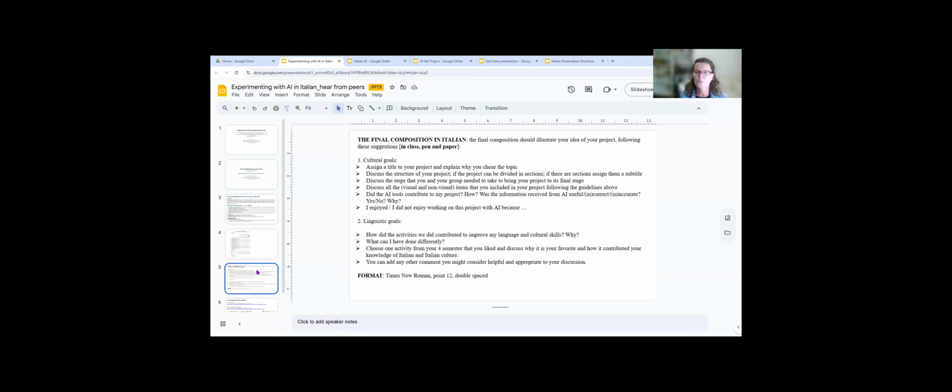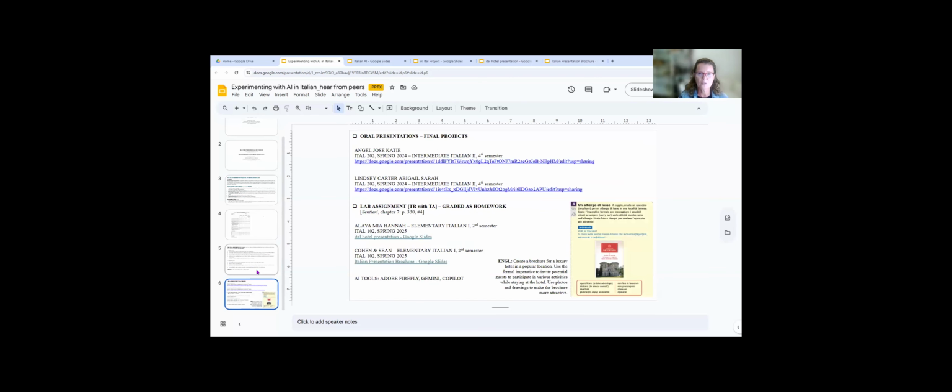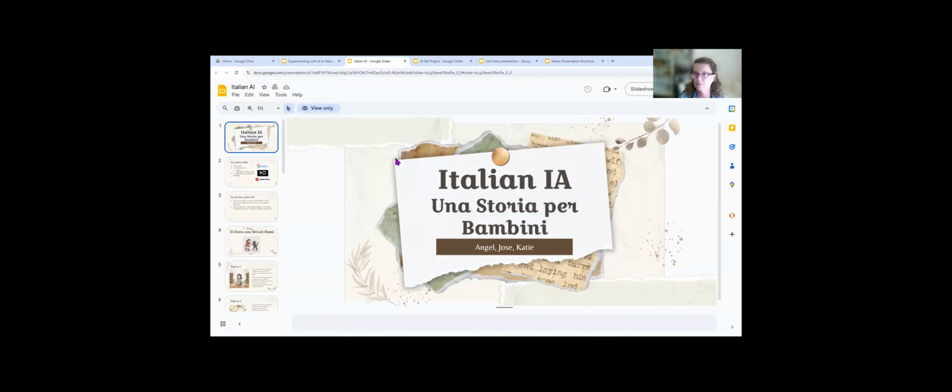And was the information received from AI useful, incorrect, inaccurate? Yes, no, I did not enjoy working on this project with AI because... And of course, there's also the language part that they have to reflect on. And here are the projects. I am opening up their slides. Hopefully you can see them. Can you see them? Can you see the slides?